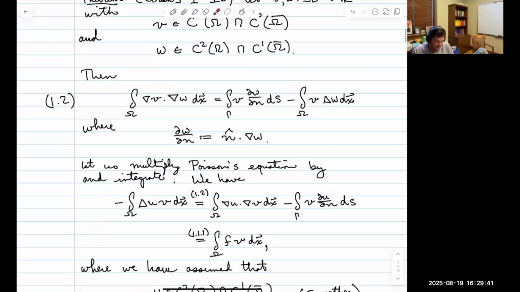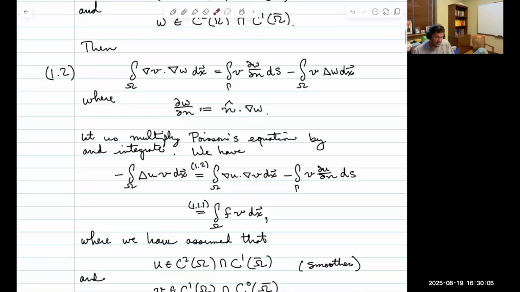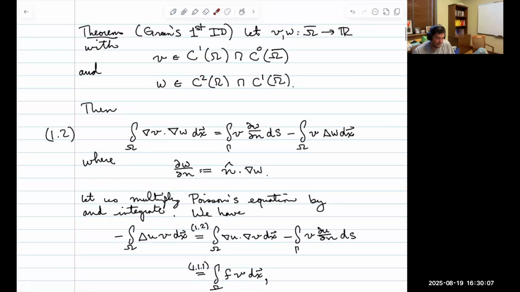This ds is my boundary element. In 2D, this is going to give me a little line segment on the boundary. And this, of course, is my normal derivative. It means the normal dotted with the gradient of w. You've probably all seen this. This is a kind of directional derivative. All right, so that's our Green's first identity, this 1.2.